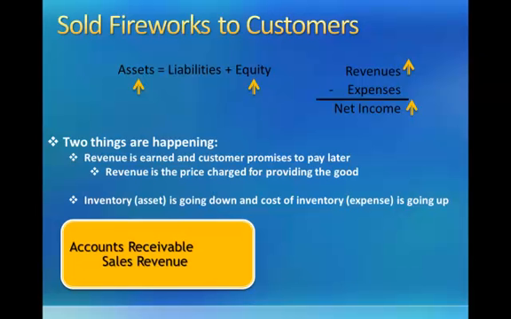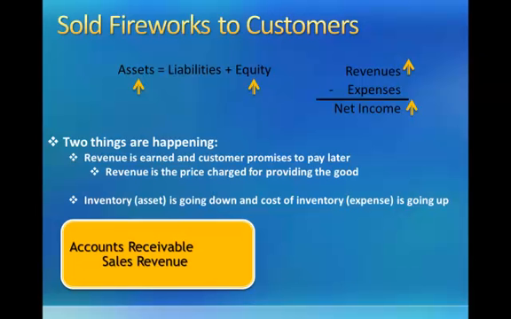The other thing that's happening is that inventory is going down and the cost of inventory, which is an expense, is going up. It's easy to understand why inventory, the asset, is going down because we're taking our inventory and sending it to a customer, so we don't have that asset anymore. The other side of it, the expense increasing, may be a little more challenging to understand.